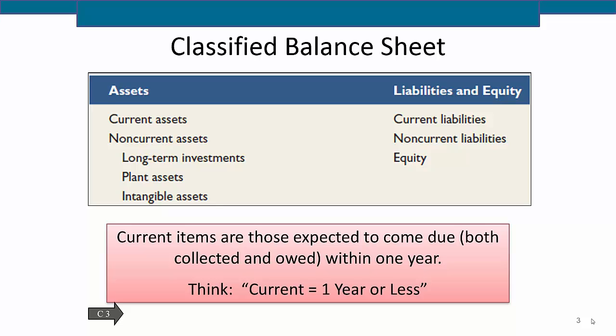Current assets normally include cash, short-term investments, accounts receivable, short-term notes receivable, merchandise inventory, office supplies, and prepaid expenses. There's a list of these in your book. Short-term investments are expected to be sold within 1 year or the normal operating cycle, whichever is longer.